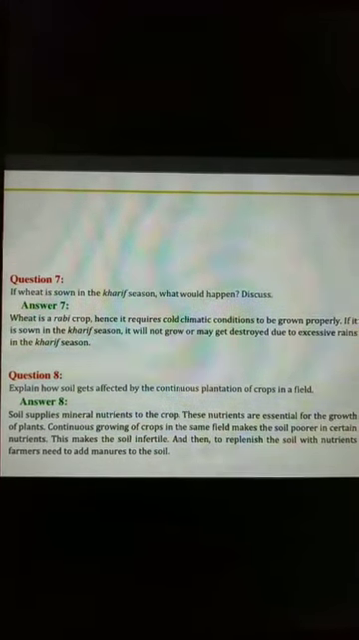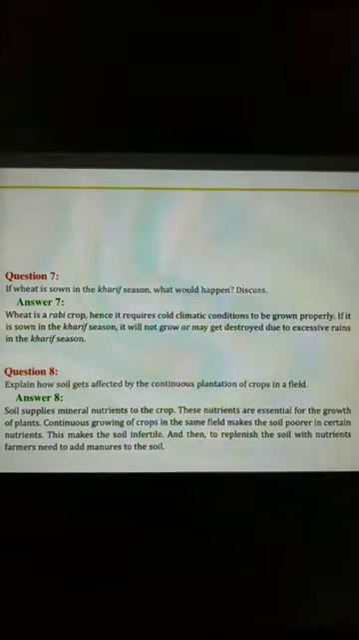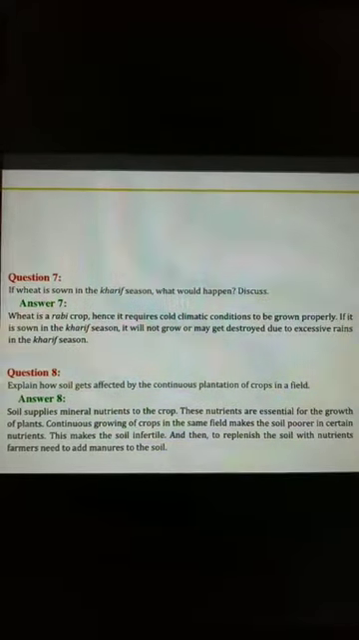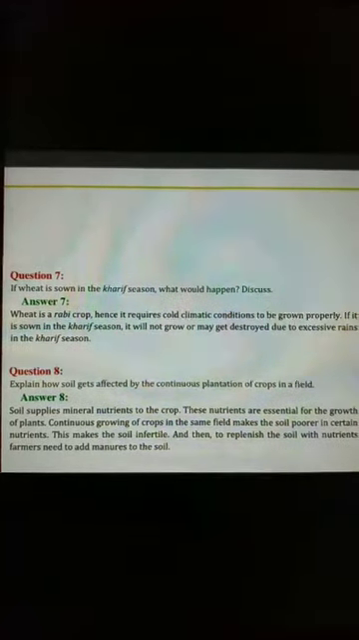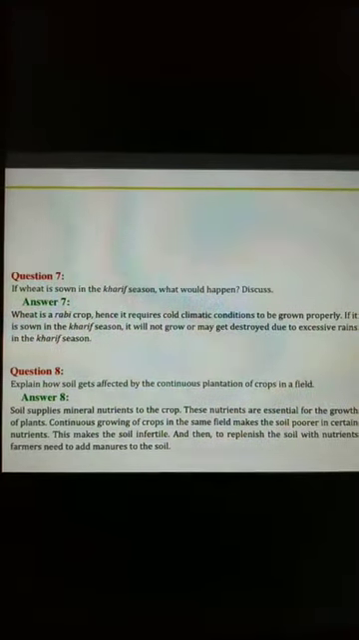Then what will happen? Answer: soil supplies mineral nutrients to the crop. You know that plants get nutrients and minerals from soil. These nutrients are essential for the growth of plants. Continuous growing of a crop in the same field makes the soil poorer in certain nutrients. Once a crop is grown in a field, the crop takes up the nutrients from the soil, and if a crop is grown on the same place a second time, the plant is not able to get as much nutrient as it needs. This makes the soil infertile.